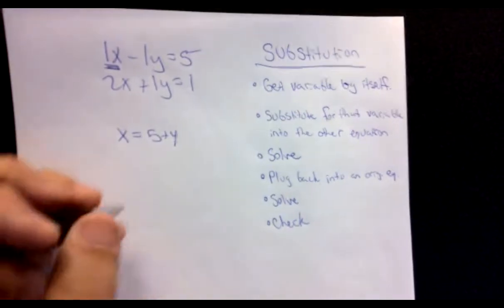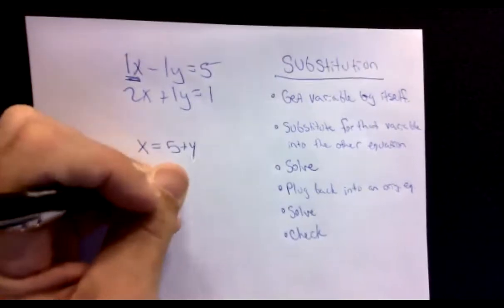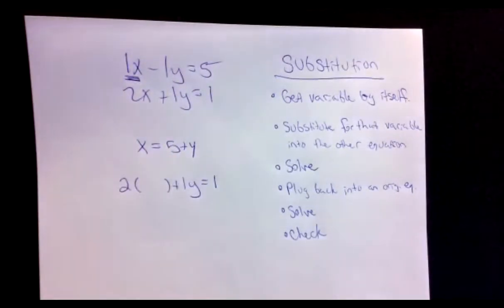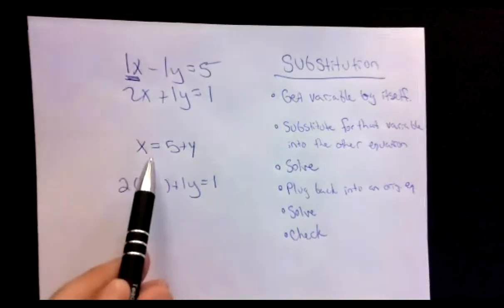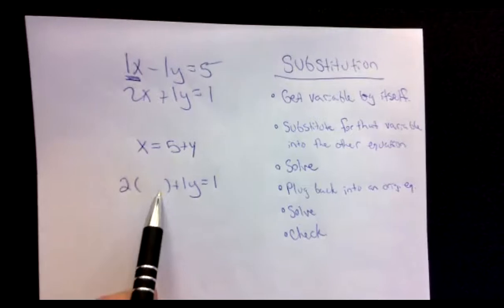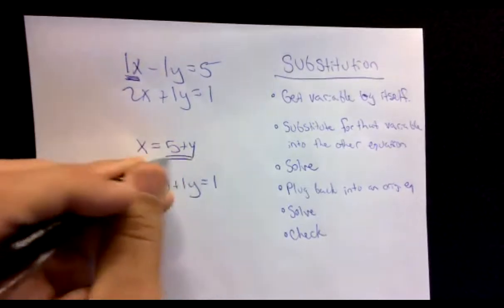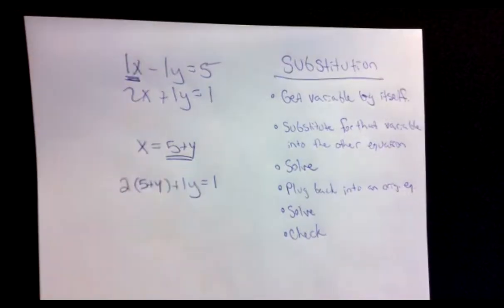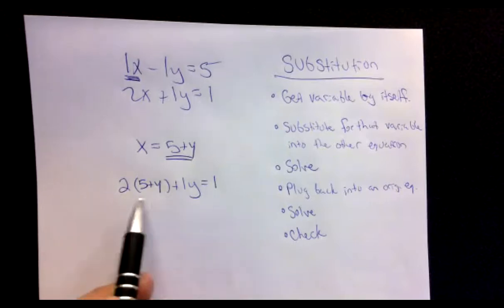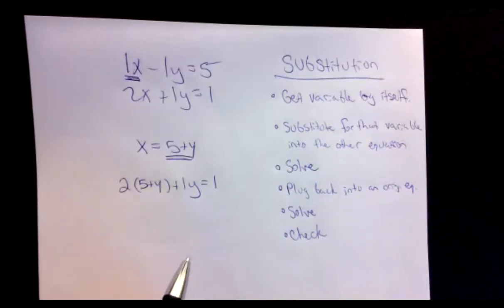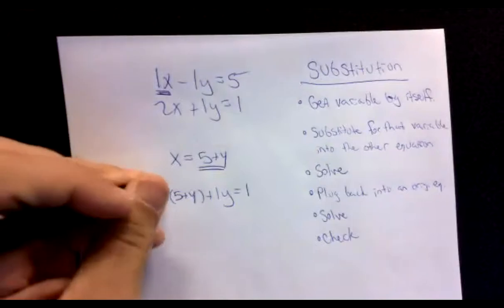So now I'm going to take the other equation, so that 2X plus 1Y equals 1. But I'm going to substitute instead of using the letter X, because I know what X equals. So instead of 2X, I know X is 5 plus Y. I'm going to substitute that 5 plus Y. So again, what that does is that gives me an equation with one variable now. I've got just Y's to deal with. So algebraically, I can solve.